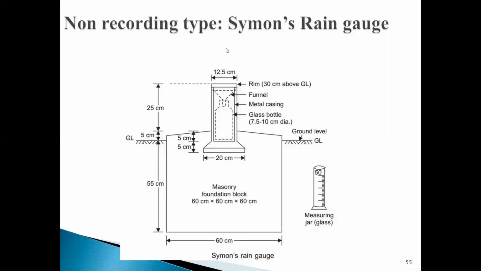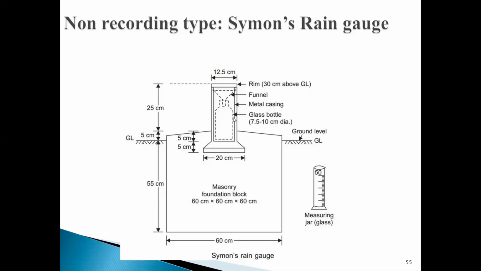Now you can see the picture of the Simon's rain gauge. Here you can see this is the masonry platform, 60 by 60 centimeter. The rain gauge is erected over the masonry platform, and you can see it has a metal casing. It is circular in shape, and inside this metal casing you have a glass bottle, the diameter of which is 7.5 centimeter, because the diameter of the metal casing is about 10 centimeter.